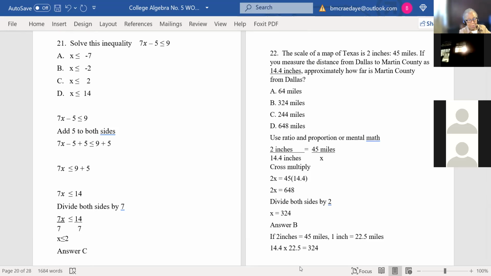Yeah, that's what I'm saying. You could do ratio and proportion, or you could find how many miles would be equivalent to 1 inch. Like Latoya said, half of 45, 22.5. Then you can multiply the 22.5 times the 14.4, right? And that gives you 324.